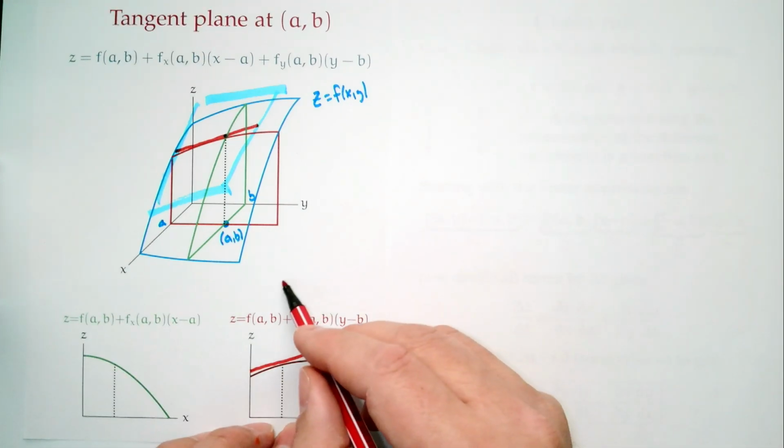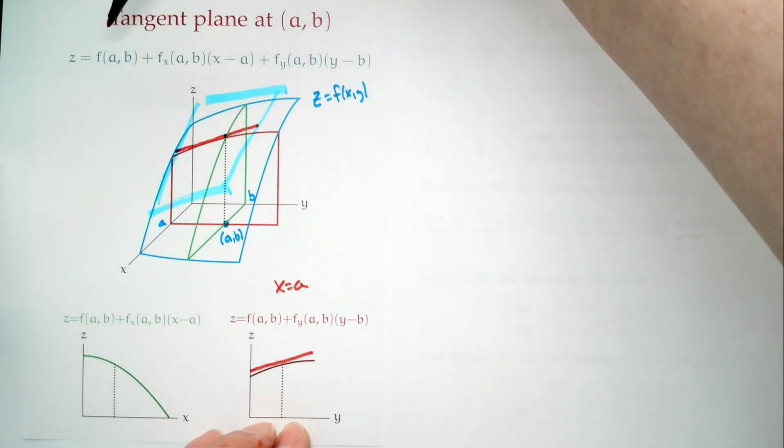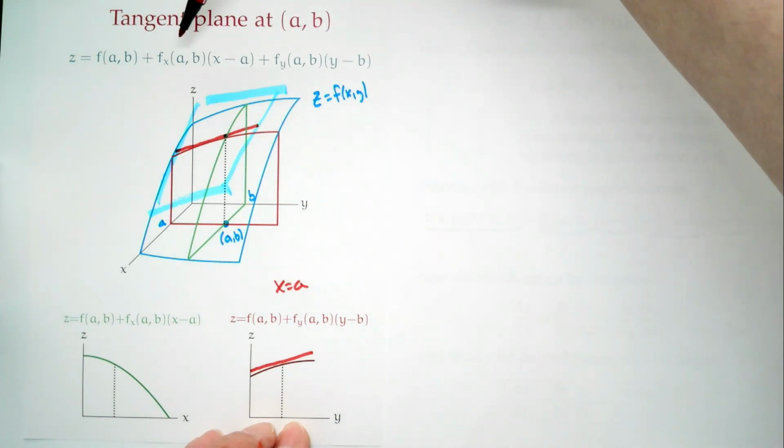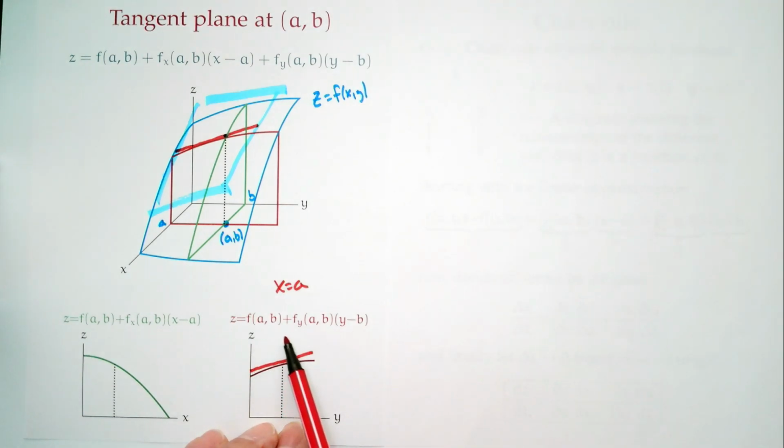In the x equals a slice, what happens? I get f(a, b) plus f sub x at (a, b) times (a minus a). What happens to that term? It's 0. Plus f sub y at (a, b) times (y minus b). So in that slice I get z equals f(a, b) plus f sub y of (a, b) times (y minus b). That's exactly what we should get for the tangent line to this curve, because this curve right here is the curve z equals f(a, y). So we see, aha, that matches what we should think should be true, which is good.